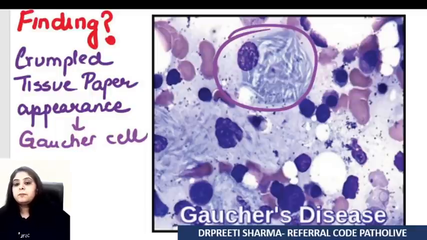And that is the crumpled tissue paper appearance. So please remember, crumpled tissue paper appearance obviously comes as a theoretical question also. Crumpled tissue paper appearance is seen in Gaucher's disease or Gaucher's cell. And if I look at this cell, it's actually a macrophage, and you can see that this is the blue color nucleus.